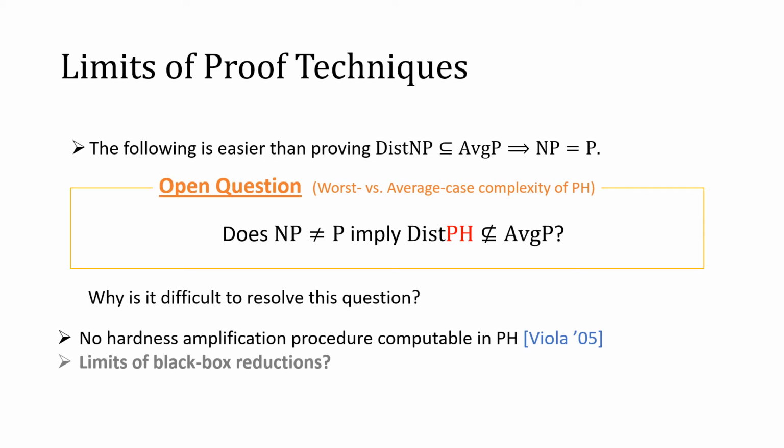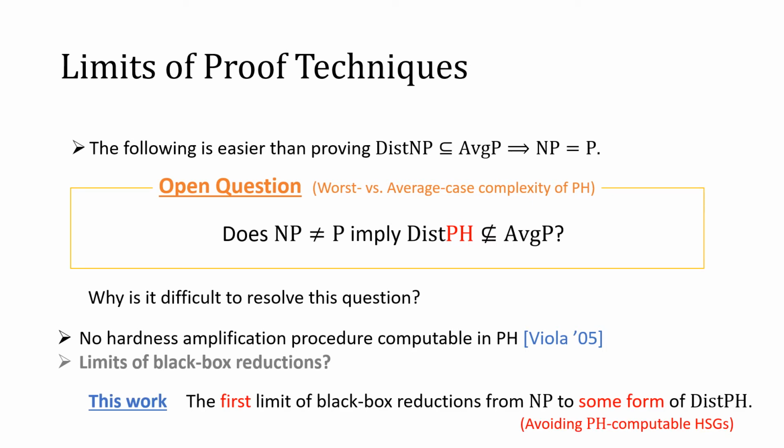We do know that there is no hardness amplification procedure computable in PH, so we can't use a hardness amplification procedure, but we don't know whether there is a limit of black box reductions for resolving this open question. What we show in this work is the first limit of black box reduction from NP to some form of PH. Specifically, I'm going to consider the problem of avoiding a PH-computable hitting set generator, and then I'm going to present the limit of black box reductions.